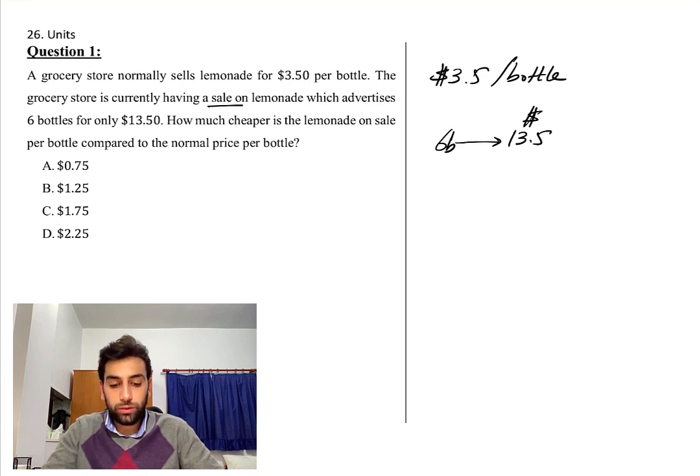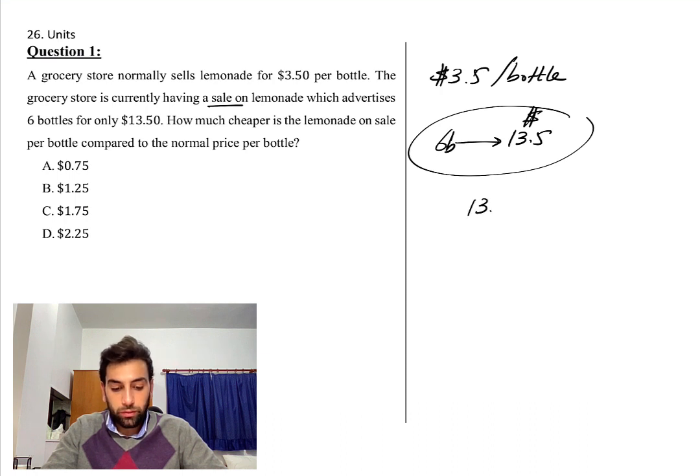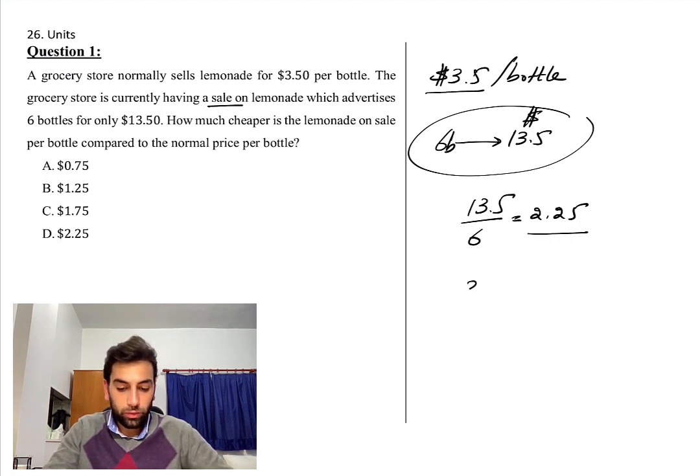First, what we need to do is to calculate the price of one bottle on sale. So if we have 6 bottles on sale and their price is 13.5, thus one of those bottles would cost 13.5 divided by 6, which is equal to 2.25. Now, in order to know the change between the old price and the new price, which is 3.5 and 2.25, we would subtract 3.5 minus 2.25 and get 1.25.